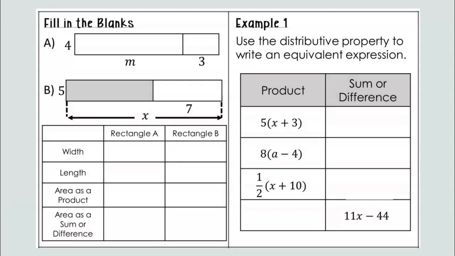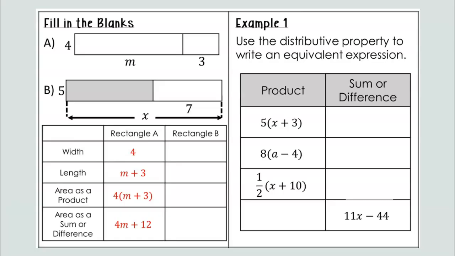4 times m and 4 times 3 is our first rectangle. So the width is 4. The length is m plus 3. The area then would be 4 times the m plus the 3. When we rewrite that as a sum, we get 4m plus the 4 times 3, which is 12.